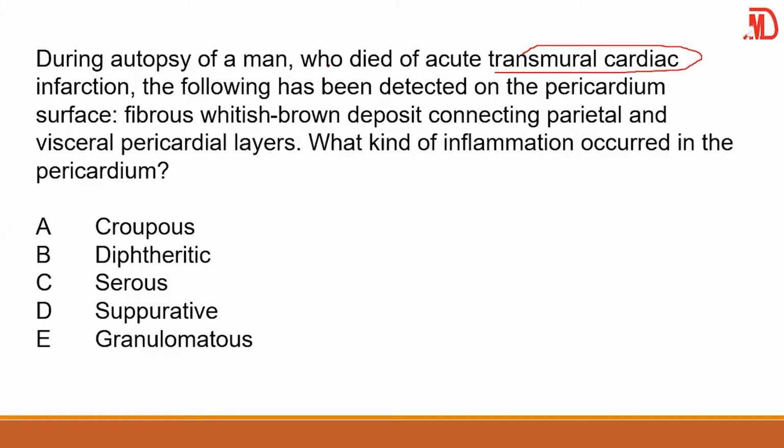Anyways, so transmural means all the whole heart layers are affected, are undergoing what? Infarction. Now, the following has been detected: fibrous, whitish, brown deposit connecting the parietal and the visceral pericardial layers. Of course, these are the layers that cover or insulate the heart.